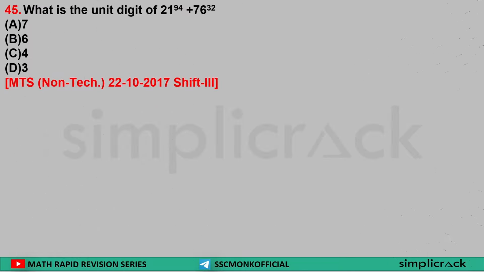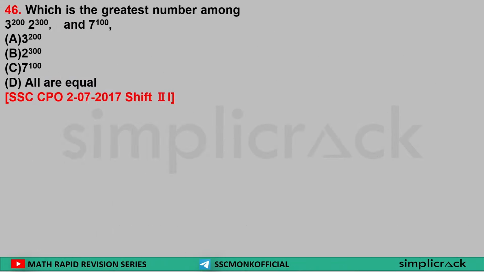Next. What is the unit digit of this? Now understand. 1 to the power anything will give unit digit 1. Now 6 to the power anything will give me unit digit 6. So 6 plus 1, the unit digit is equal to 7. Clear? Sorted?